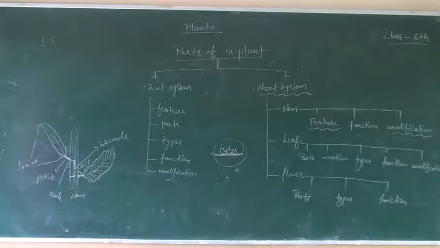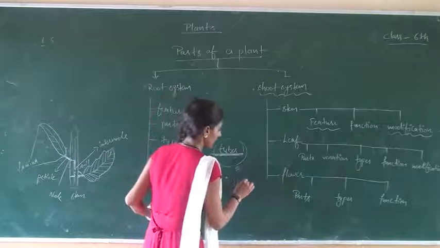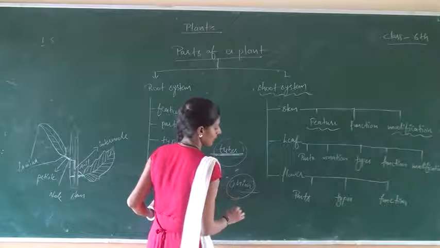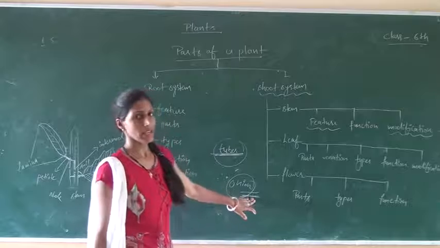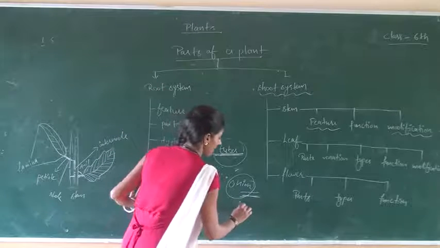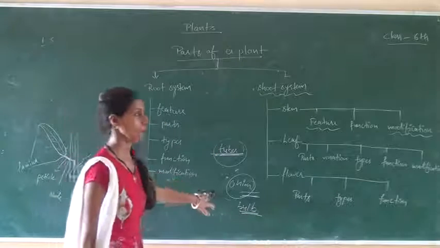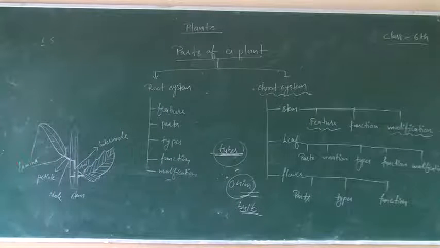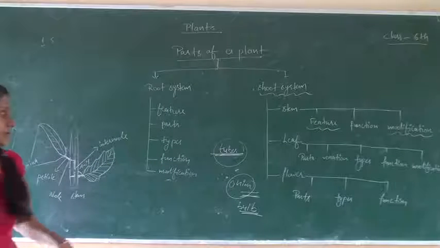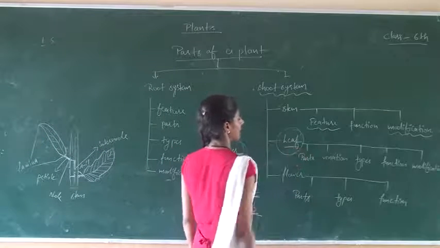Okay, after that, bulb. In the onion plant, leaves store food, and a bulb is formed. This is also a modification of the stem. Okay, students. After that, next part. Now we will discuss the leaves.